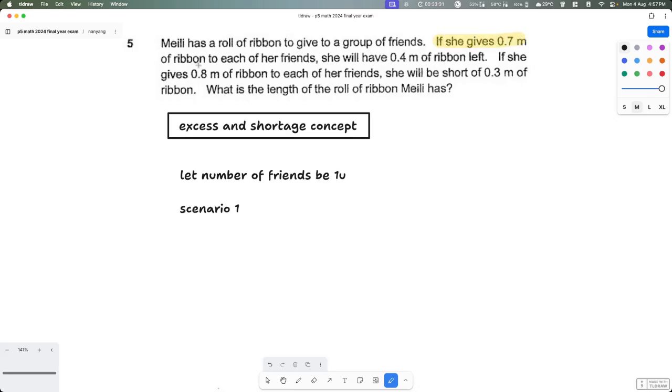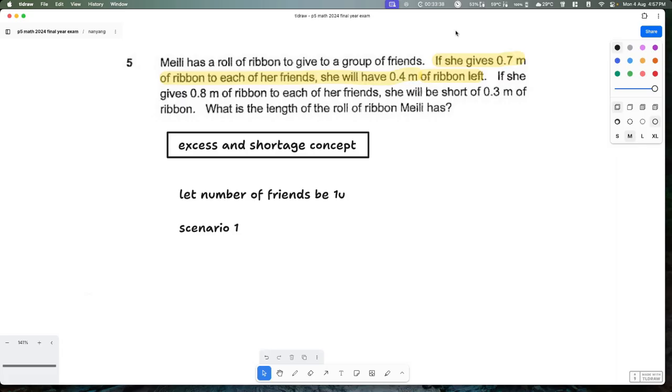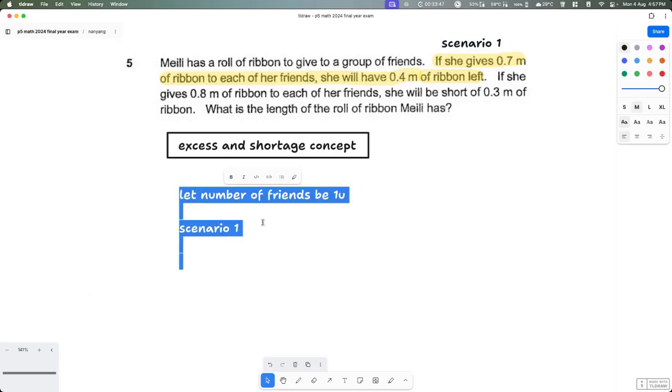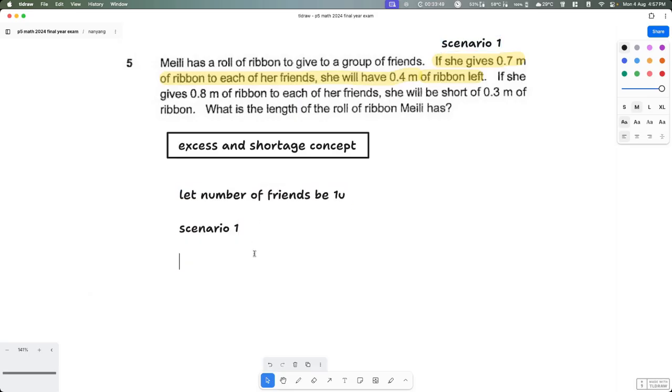If she gives 0.7 meters of ribbon to each of her friends, she will have 0.4 of ribbon left. So I'm going to put this here as scenario one. If she gives 0.7 meters to each of her friends, she's left with this, right?